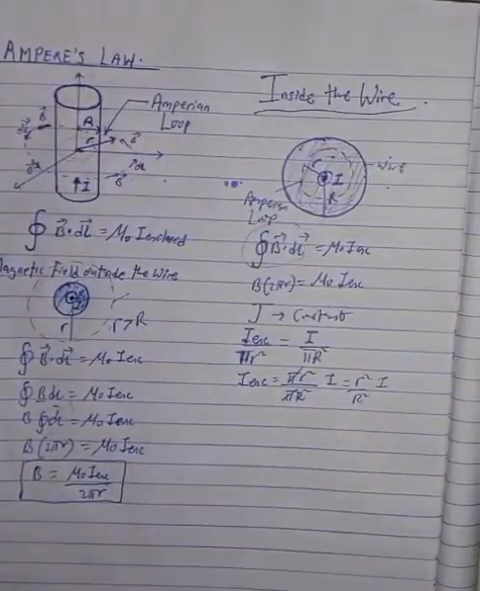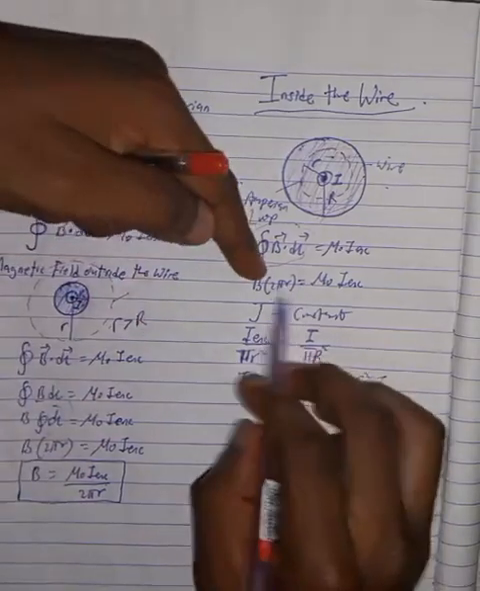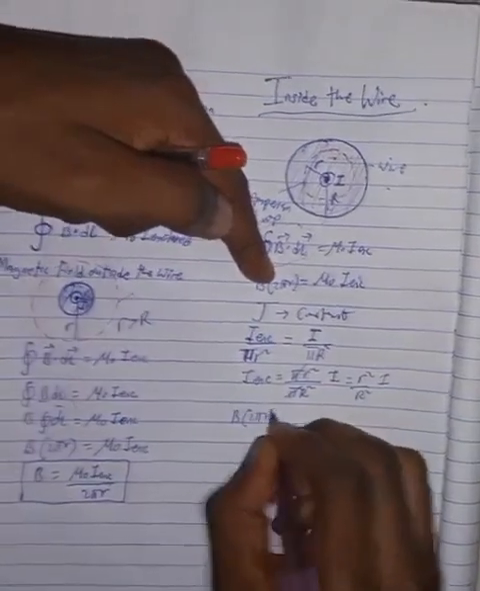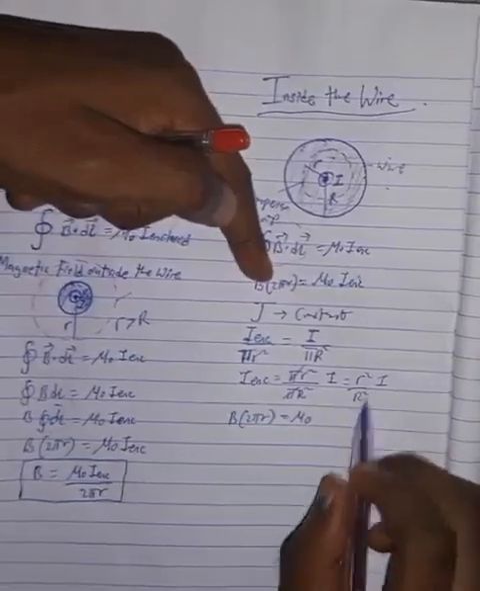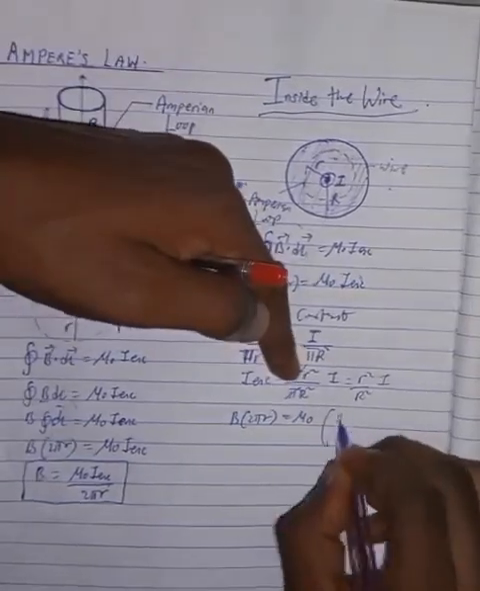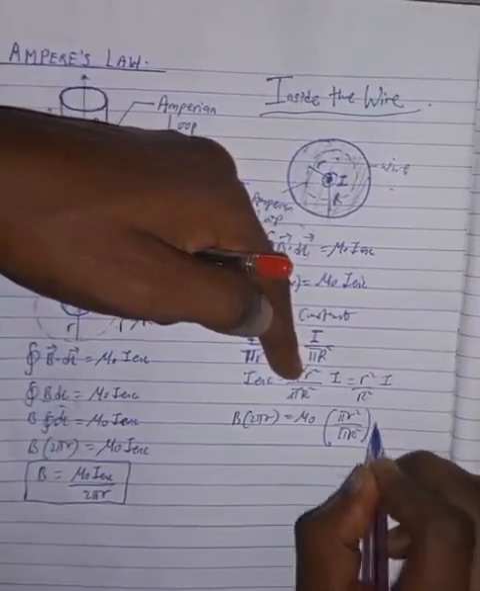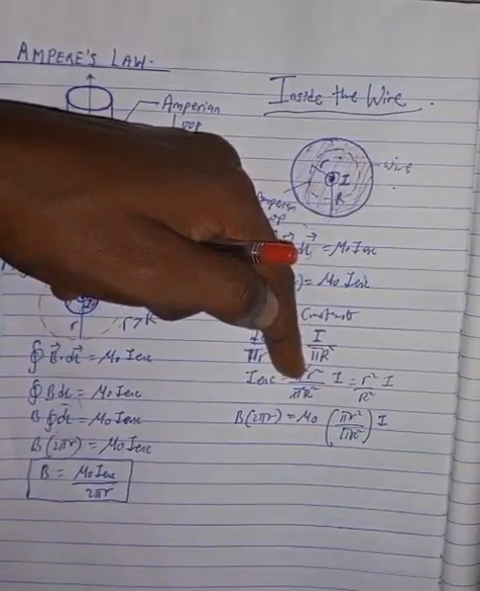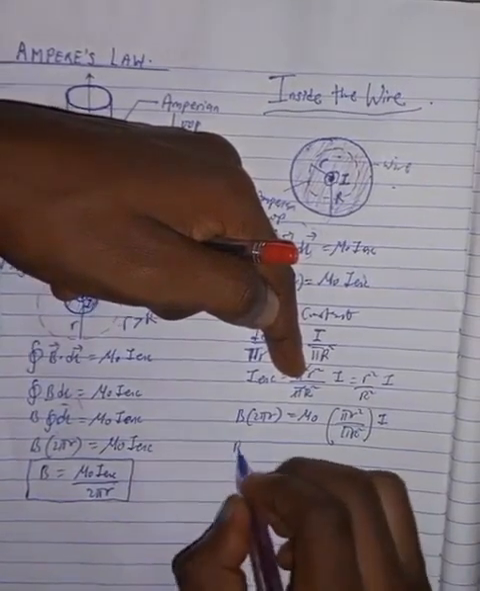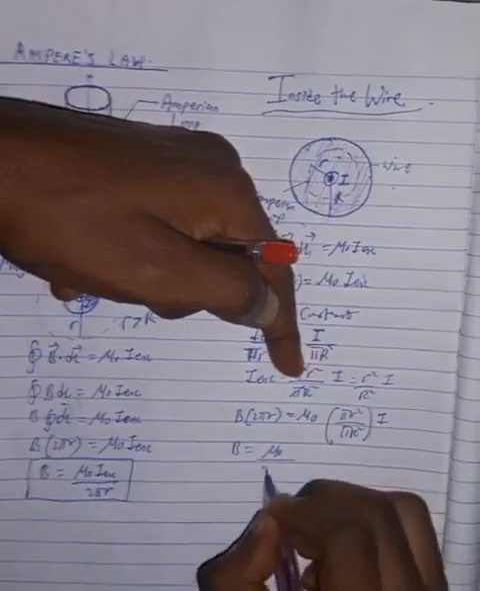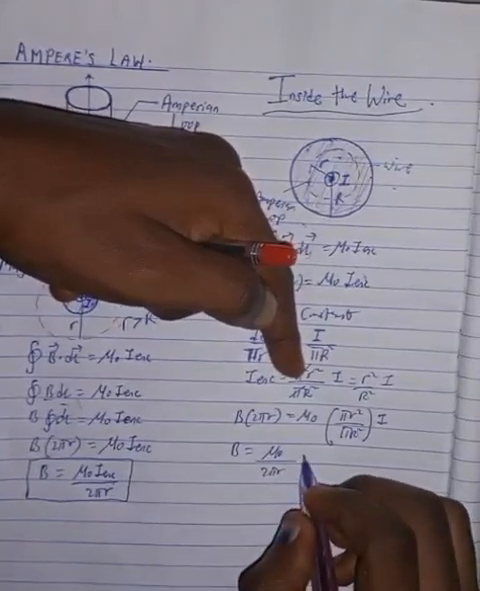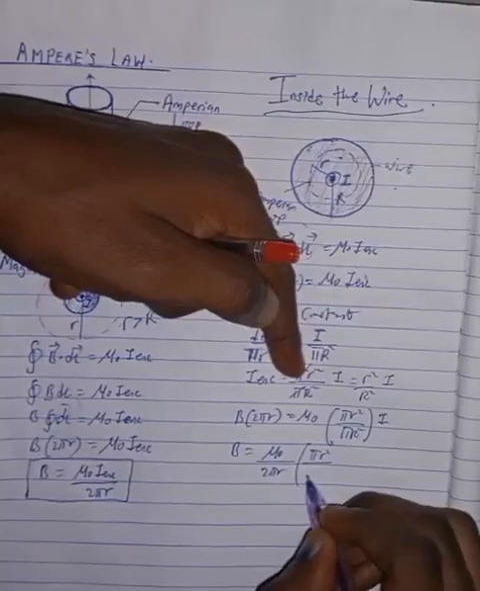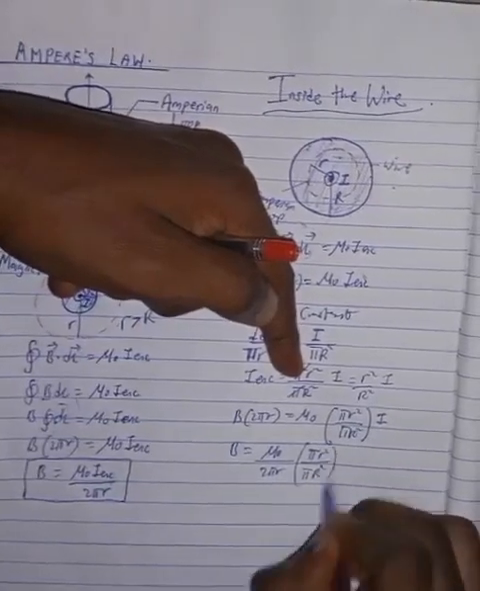Exactly. See what I have here now. From here, I will go back to my formula for Ampere's law. So what will I have? B times 2 pi r equals mu naught times my I enclosed, which I can replace with pi r square over pi R square times I. So from here, I can say B equals mu naught over 2 pi r, times pi r square over pi big R square, then I.